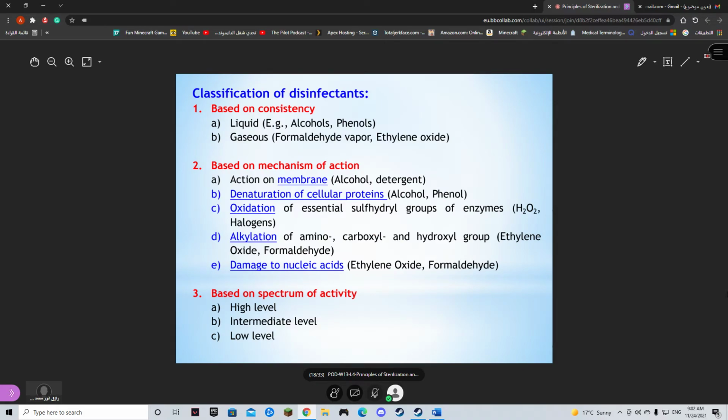Okay, on the basis of consistency, liquid and gaseous, we have the alcohol, we have the phenol, very famously used. Gases: formaldehyde vapors, very important for the operating room. So we are using this VHP, vapor, formaldehyde. Also ethylene oxide is used for sterilization of food products.